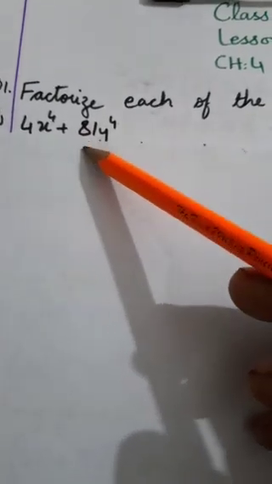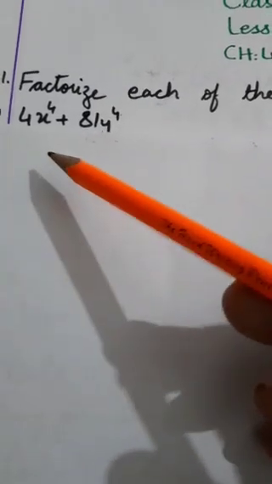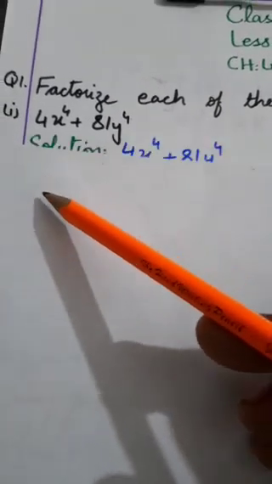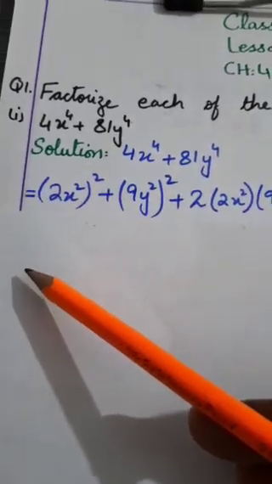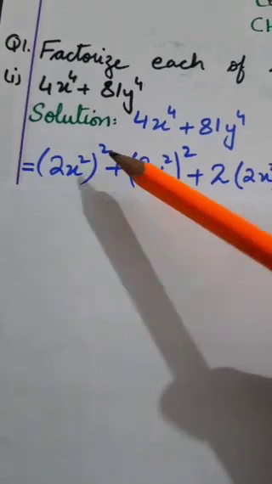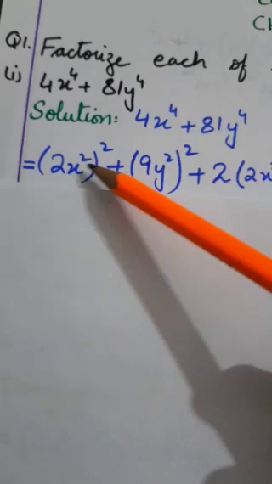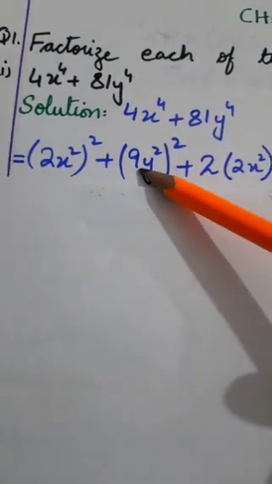So there are only two terms. We need the third term. So what we do, girls, is add or subtract that third term. So we check what we need. First of all, you have to write these two terms as whole squares, because it is a square and b square. So 4x power 4 is the square of 2x square and 81y power 4 is the square of 9y square.